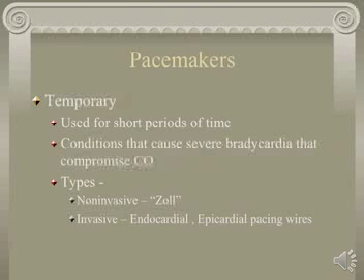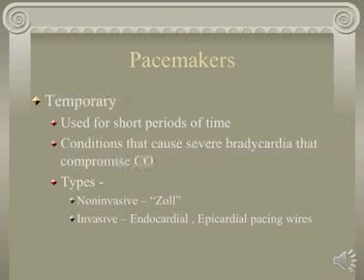The invasive type of temporary pacemaker, there's two different kinds. You can have endocardial pacing wires, or you can have epicardial pacing wires. These wires are usually connected to an external pulse generator. Endocardial pacing wires are usually placed either through subclavian, jugular, or femoral veins into the right ventricle.